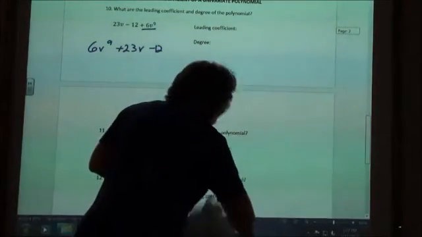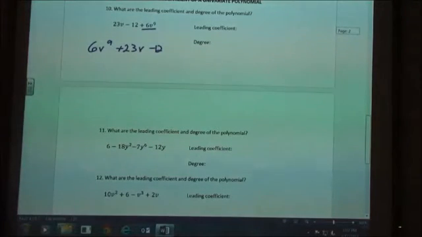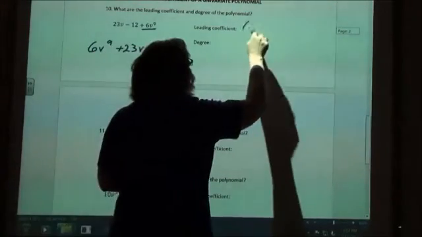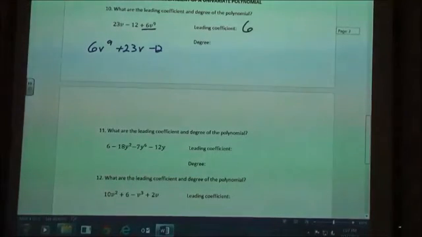Now, we still have to answer the questions. Using our math terms, they want to know what the leading coefficient is. Coefficients are numbers in front of your variable. If it's the leading one, it's the very first one. So in this case, 6 is your leading coefficient. Exactly. The degree of your polynomial is asking what is the exponent of your highest term? 9. The 9.